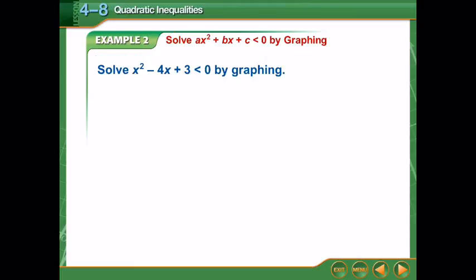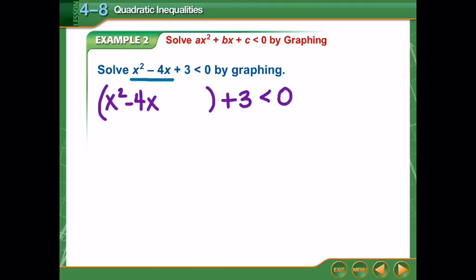Okay, so example 2, I'm going to do another problem here, graphing by hand. So this is good practice for us finding the vertex form. So I'm going to start with the first 2 numbers or terms, and I want to see, is there a number that I can factor out of those terms? Since there is not a number in front of x squared, then I know I don't have a number to factor out. So I'm going to put x squared minus 4x in parentheses, but I'm going to leave a space, plus 3, and then is less than 0.